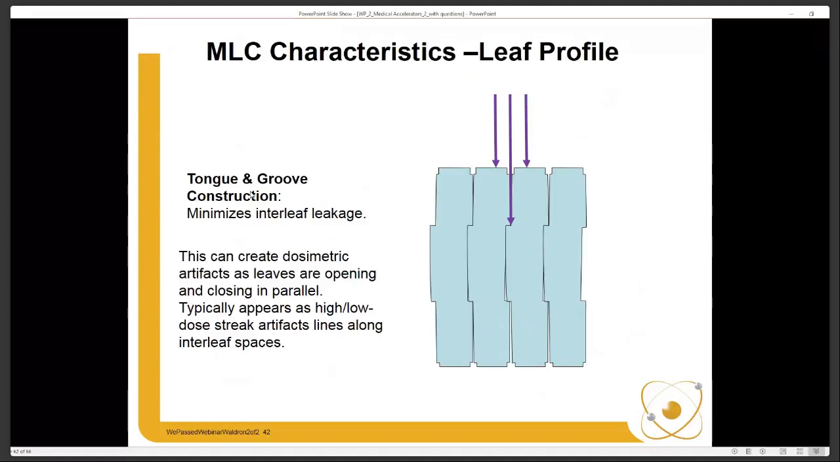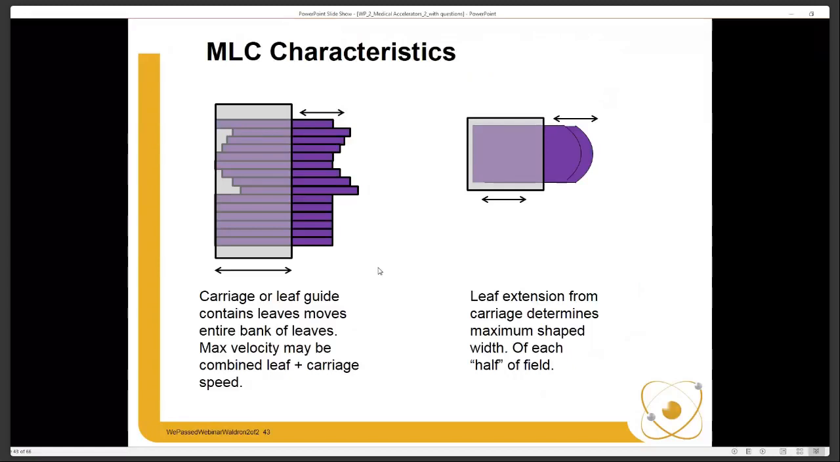Most MLCs have some sort of tongue and groove construction to prevent photons from just passing between the leaves. And we don't want hot spots or hot lines showing up. And even with tongue and groove, we do see streak artifacts from time to time. Most modern MLCs use some sort of carriage or leaf guide structure to move the entire bank of leaves and then have the leaves extend and retract from it. So this is a representation of those in a top view and then in a side view.